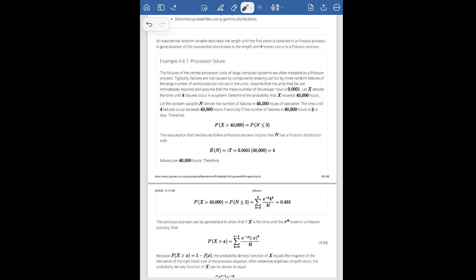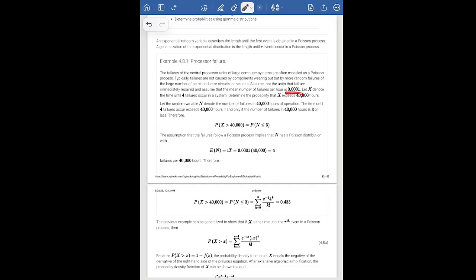Failures of a CPU or systems are often modeled as Poisson processes. Typically failures are not caused by components wearing out, but by random failures of a large number of semiconductors in the units. Some of the units that fail are immediately repaired, and so on. Failures are this amount per hour. You may look at the time until 4 failures occur in the system and determine the probability that X exceeds 40,000 hours. That is what they want to look at here.